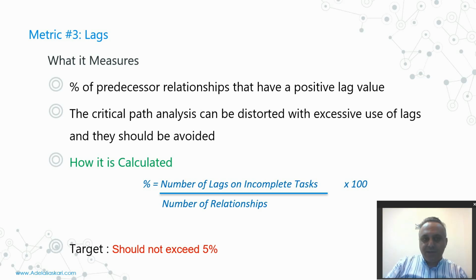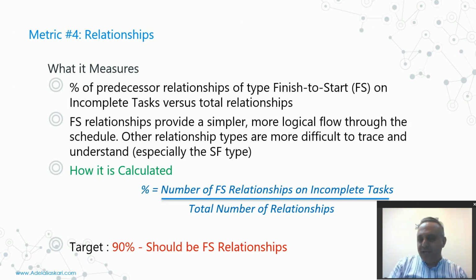The next criterion is talking about the relationship types. The number of finish to start relationships on incompleted tasks over the total number of relationships should be 90%, or 90% of your relationships should follow finish to start. We know that we have other relationships rather than finish to start, including start to start, finish to finish, and start to finish. All of those three relationship types should not be used in more than 10% of your relationships on your activities.